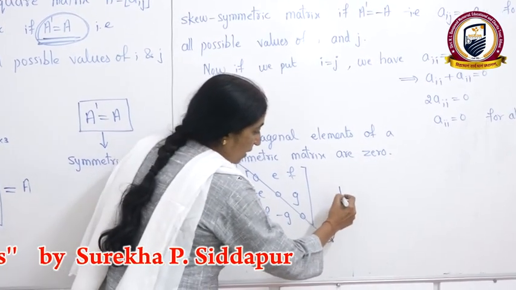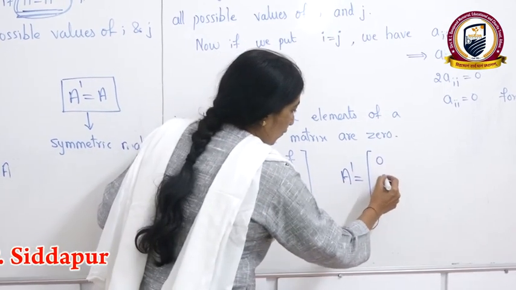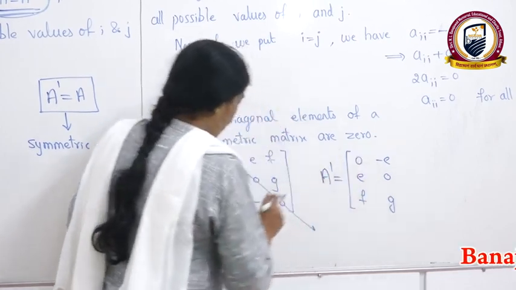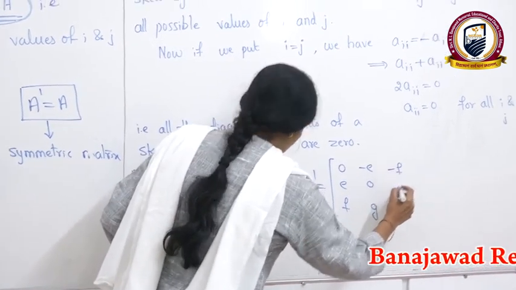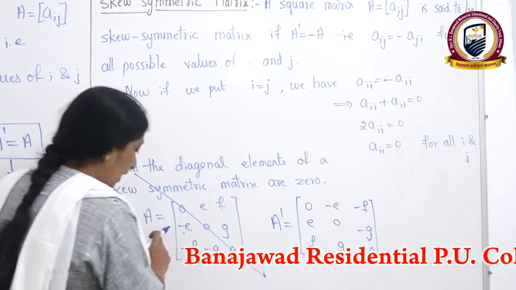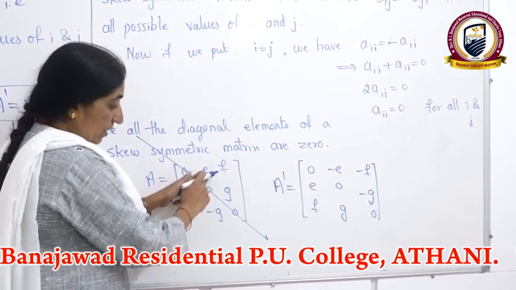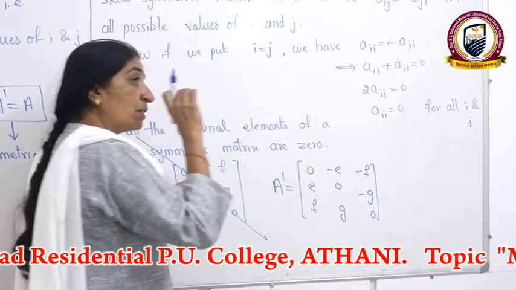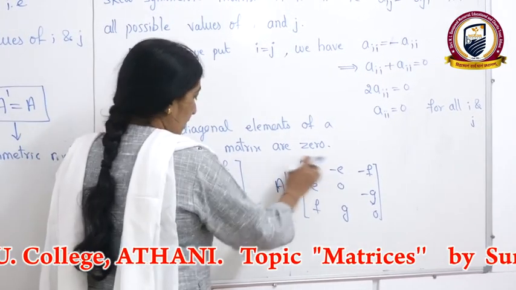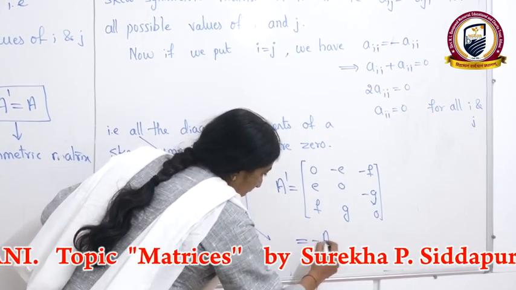After this, see here, I am writing the transpose. First row changes to first column, second row changes to second column, third row changes to third column. And what is the difference you are finding between A and A transpose? See, first element is 0. Yes, it is 0. This is plus, this is minus. With the same element, we have the opposite sign. E and minus E, F and minus F. Then what can we write? We can write minus A.